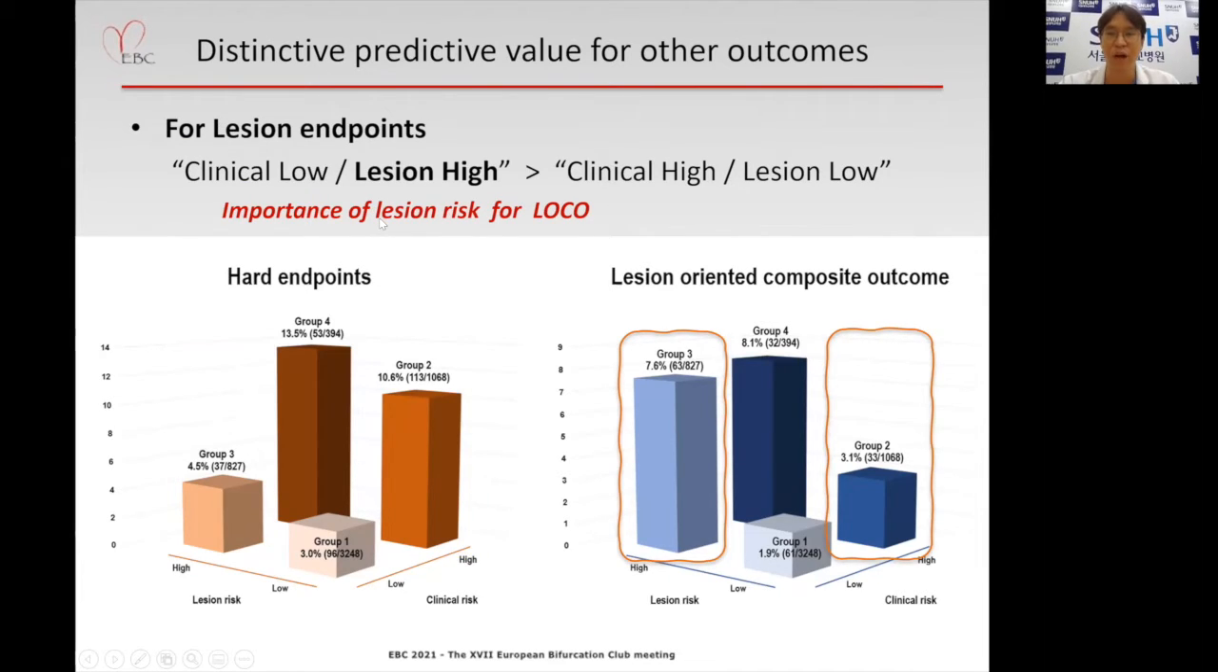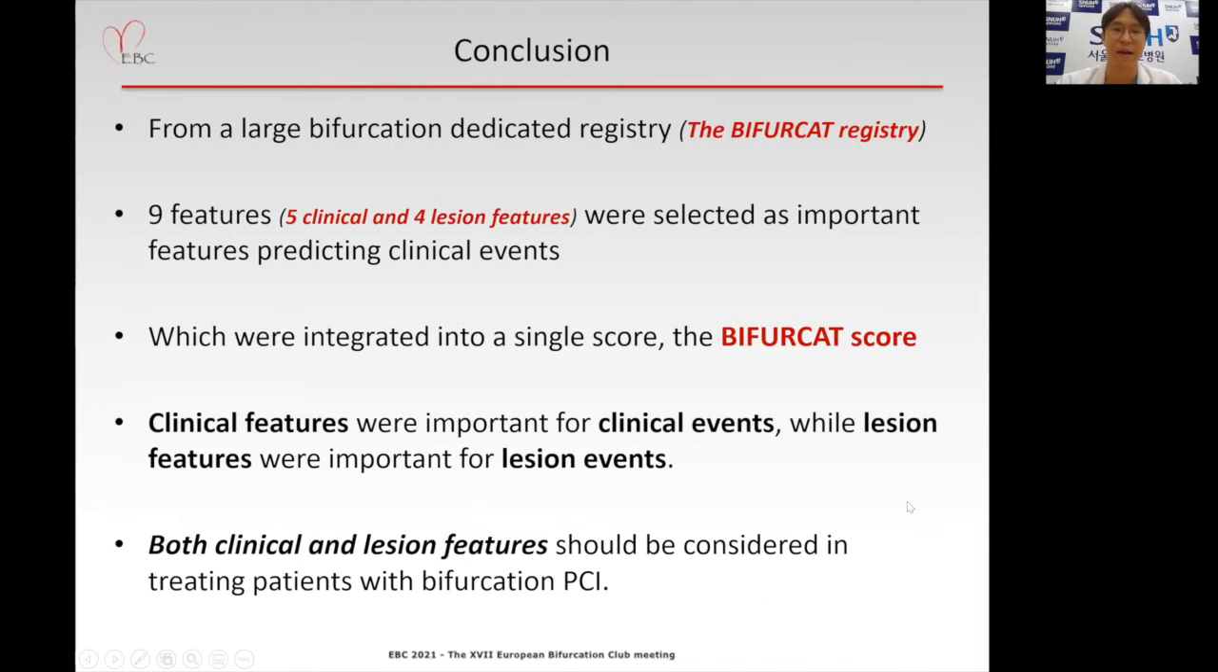Also, for lesion-oriented composite endpoints, the event rate was much higher in those with a high lesion risk compared to those with a high clinical risk, again stressing the importance of lesion risk in lesion-oriented composite endpoints. So this is the conclusion of my speech.